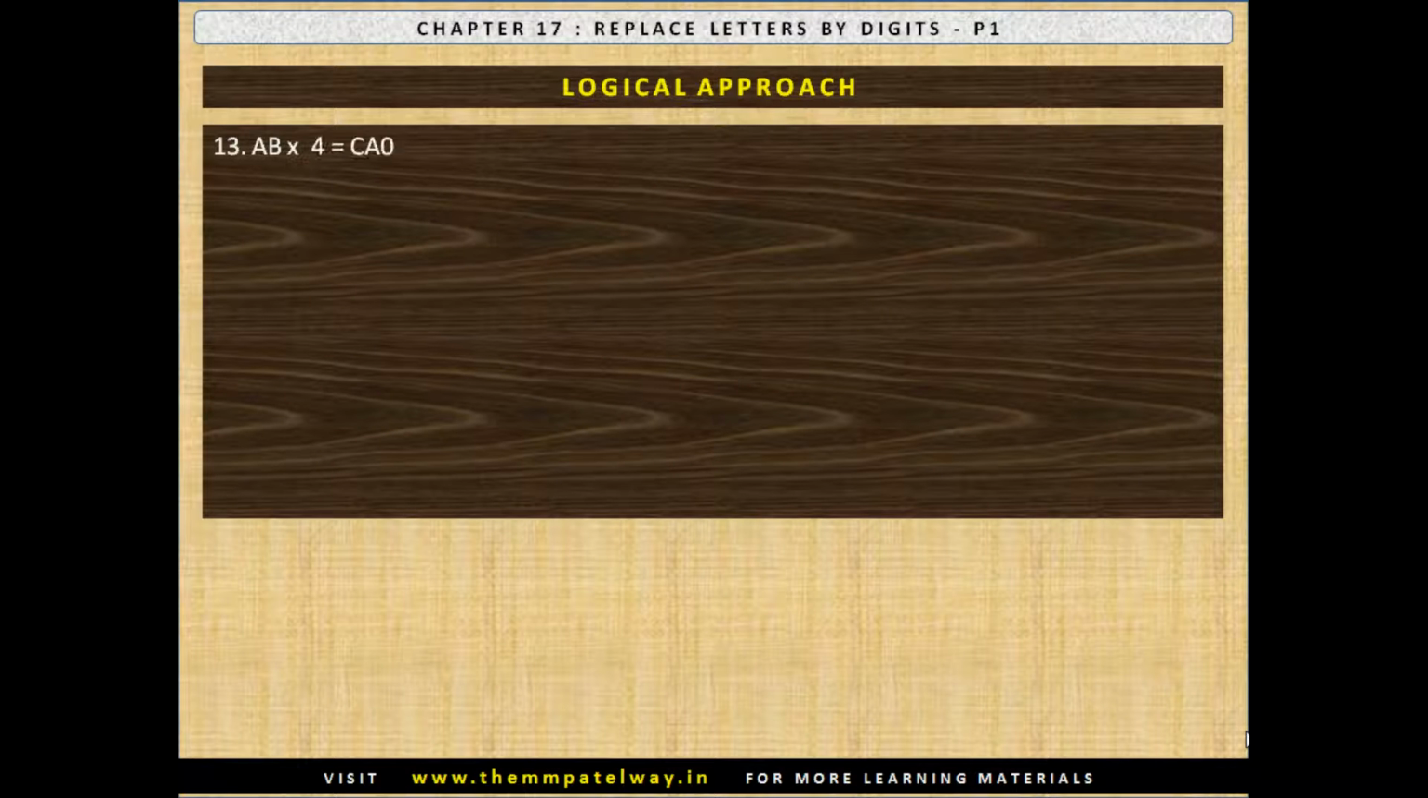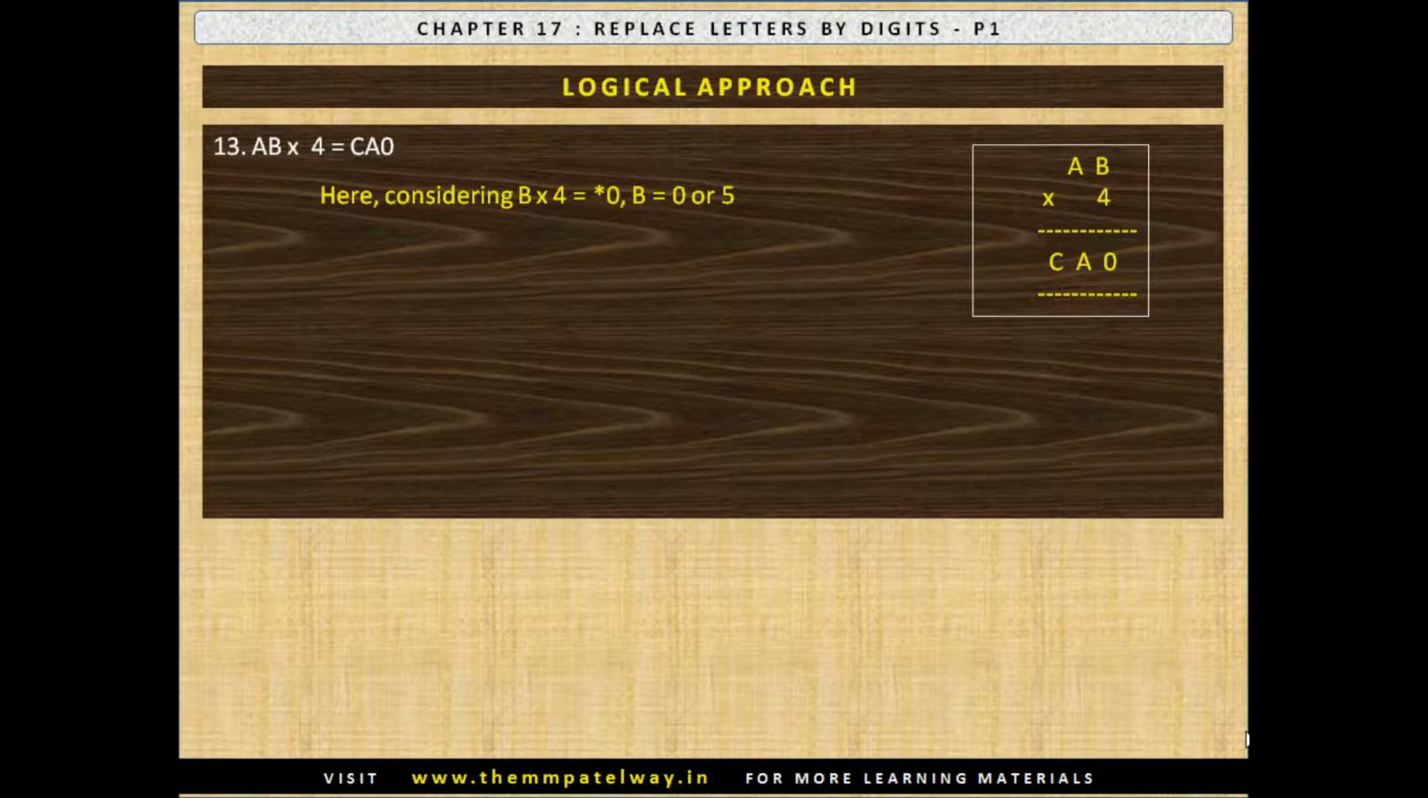Number 13. AB into 4 equals CA0. Here, considering B into 4 equals star 0, B will be either 0 or 5, because 4 into 0 equals 0 and 4 into 5 equals 20. If B equals 0, A0 into 4 will be equal to CA0 and A into 4 should be equal to CA, which is not possible.